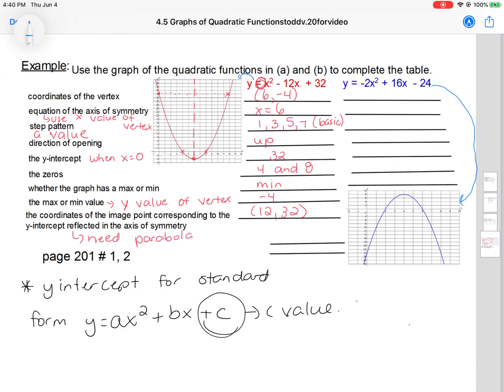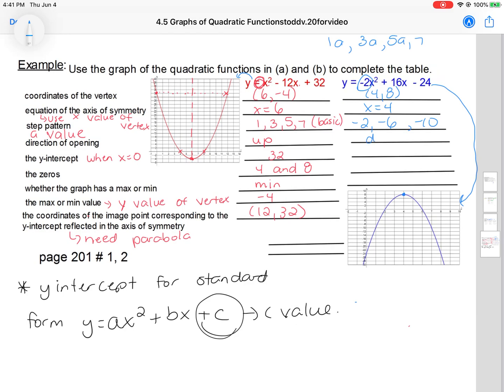And then, so we have the coordinates of the vertex in this blue curve. So now we have 4 and +8. And I had to use the graph to find that, the parabola. So again, use the x value, which is 4. Now we have a -2 out front here, so the step pattern is -2, -6, -10. Remember, you're going to multiply by the a value of the basic step pattern.